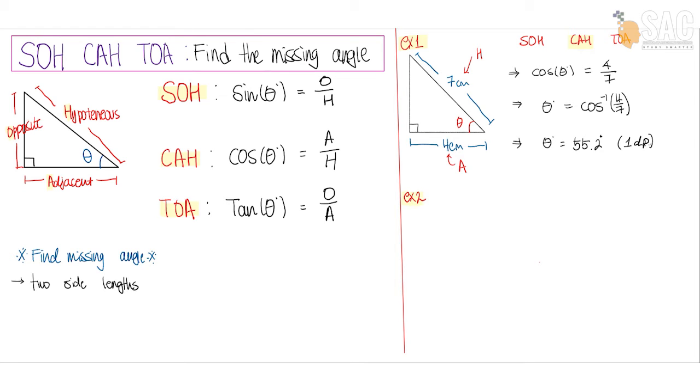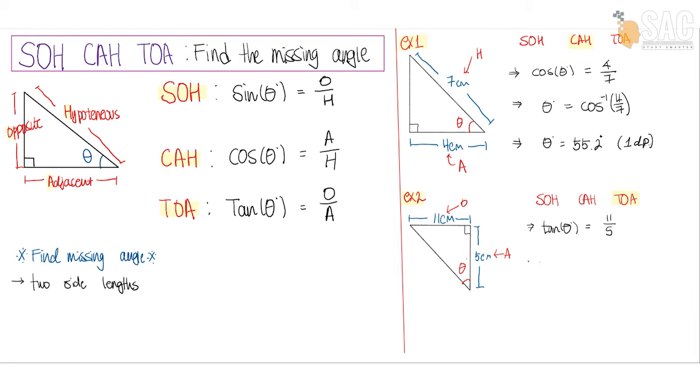Let's move on to our second example. We have another right-angled triangle with 11 centimeters and 5 centimeters. 11 is opposite to our theta, so it's O. 5 is right next to, adjacent to, our theta, so it's adjacent A. Out of SOH, CAH, and TOA, TOA has both O and A, so let's use the tangent ratio. Tan theta is opposite over adjacent, so 11 over 5.